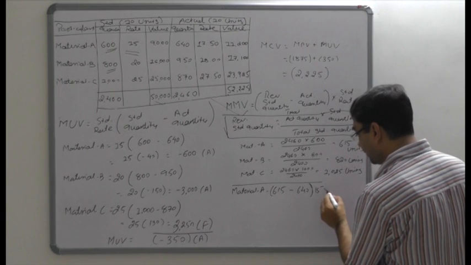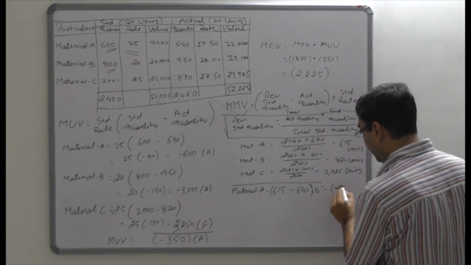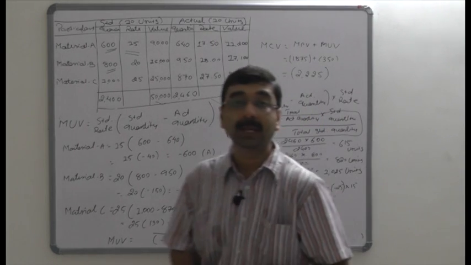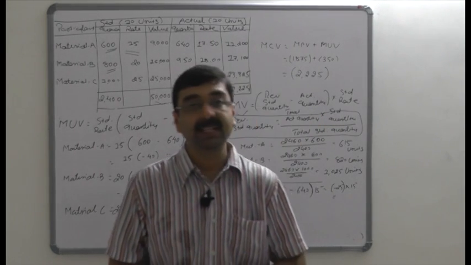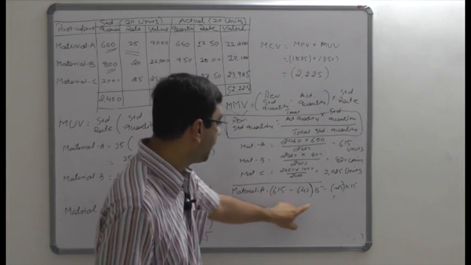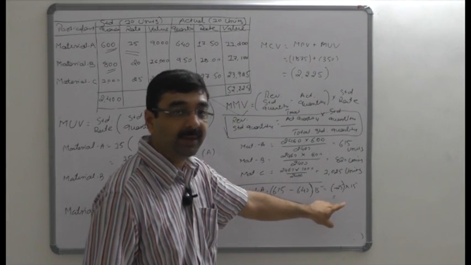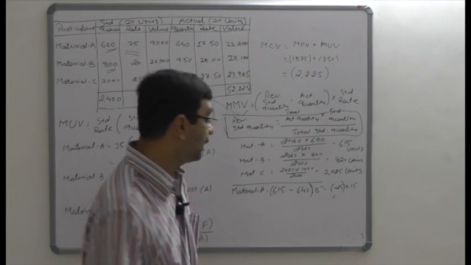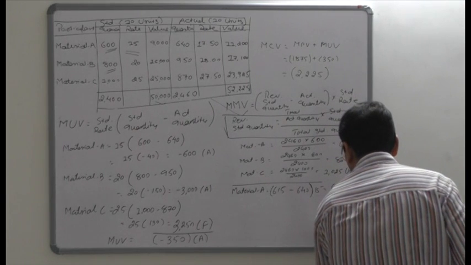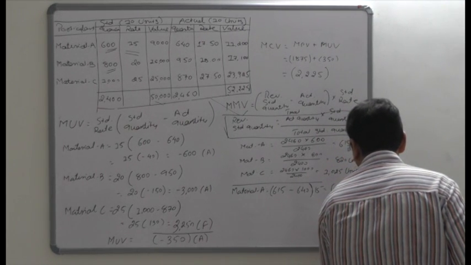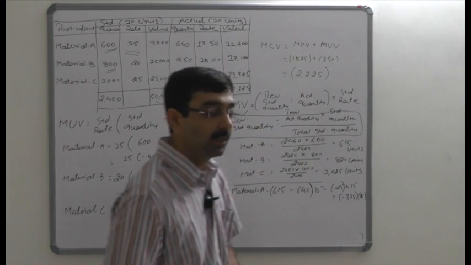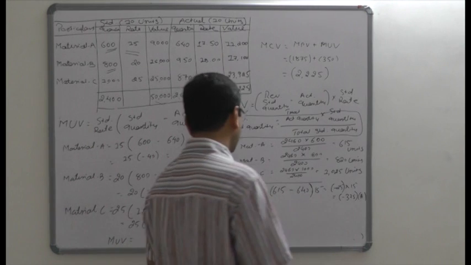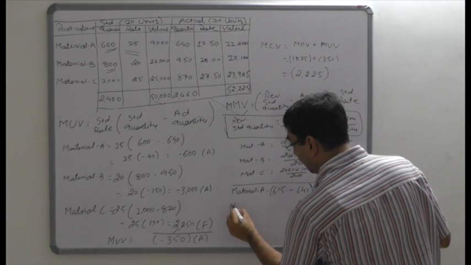The difference is minus 25 into 15, and it comes to 375. So 375 is adverse. Why is it adverse? Because your revised standard quantity is lesser than the actual quantity, and that's why it is minus 375 and your answer is adverse.